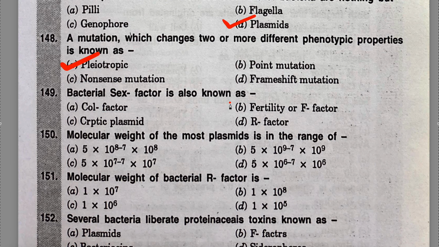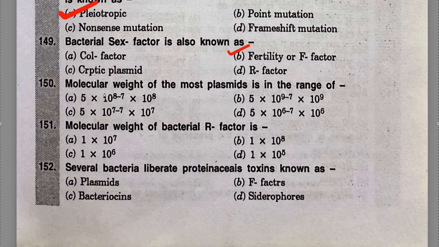Answer is fertility factor. 150. Molecular weight of the most plasmids is in the range of. Please read out the options of this question. The answer is option C. 151. Molecular weight of bacterial R factor is. Answer 1 into 10 to the power 7.